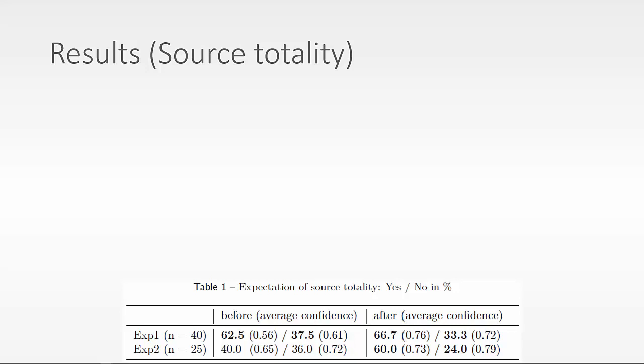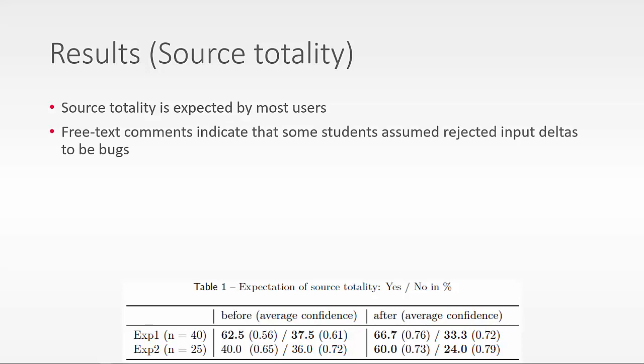And if we look at the results here, we can see that, in fact, source totality is expected by most users, which is weird because the BX demonstrator is not source total. But there we also got some indications by comments that people left and said that they assumed rejected input deltas to be bugs and something wrong with the BX demonstrator. And that is something interesting to keep in mind when interpreting these results.